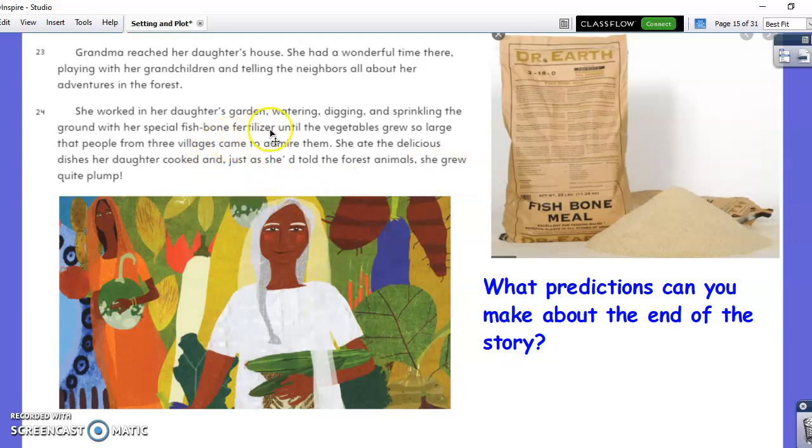Something about her very big vegetables is going to help her solve the problem she might encounter when she goes back through the jungle to her own house after visiting her daughter, because she will have to go back to the same jungle and she'll probably meet the same animals that are now going to be expecting to eat a big fat juicy grandma, as she had promised them. What predictions can you make about the end of the story? How do you think she's going to get back through the jungle past those animals and back to her place safely?